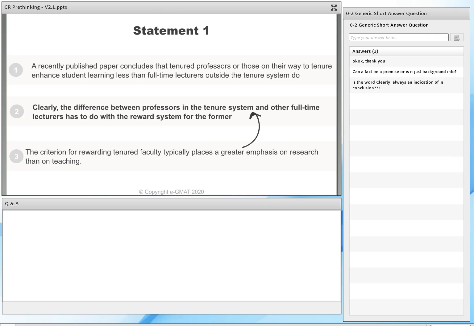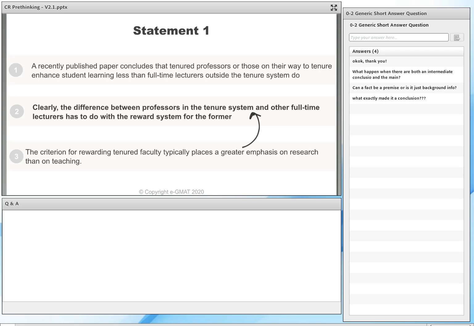Could a fact be a premise or just background info? It could be both. What will happen when there's both an intermediate conclusion and a main conclusion? Then the intermediate conclusion is the intermediate conclusion, and the main conclusion is the main point that the author wants you to believe in. In fact, boldface questions are just like that.